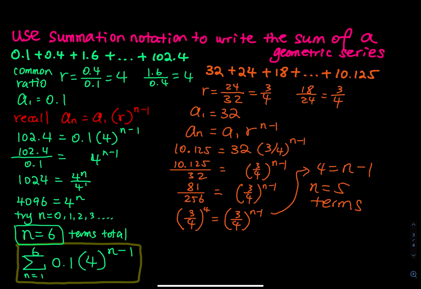And now I can write the final answer. So the final answer is from n equals 0 to 5, and then you have 32. Oh, actually, you know what? It's from 1 to 5, right? So it's from 1 to 5. Here, 32, and then 3/4 to the n minus 1 power. So from 0 to 5, that will be 6 terms. Therefore, we will have to change the 0 to a 1 here.